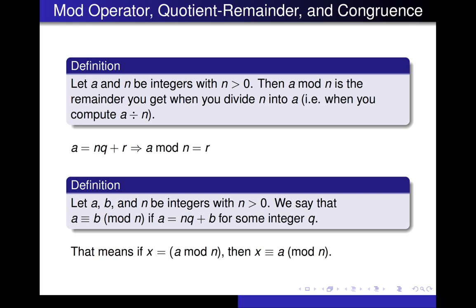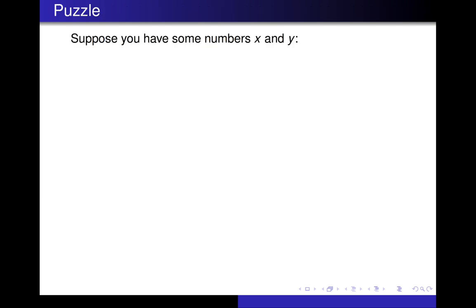So what that means is if you look at that equation, that nq plus b, it looks a lot like nq plus r. So what that tells us is that if x is equal to a mod n, then x is actually congruent to a mod n. So that's going to make things a lot easier when we start doing some mod computations.